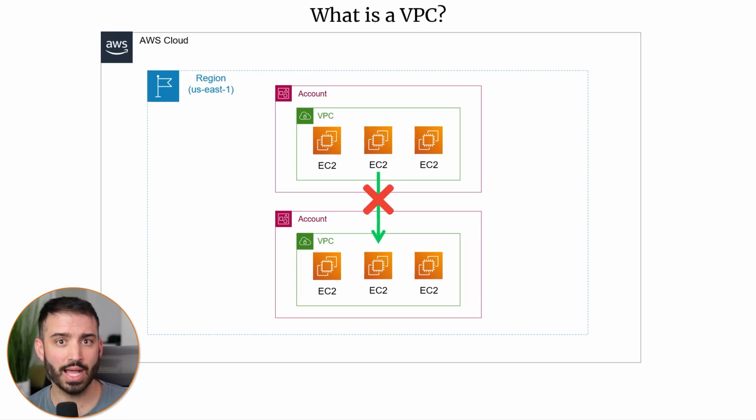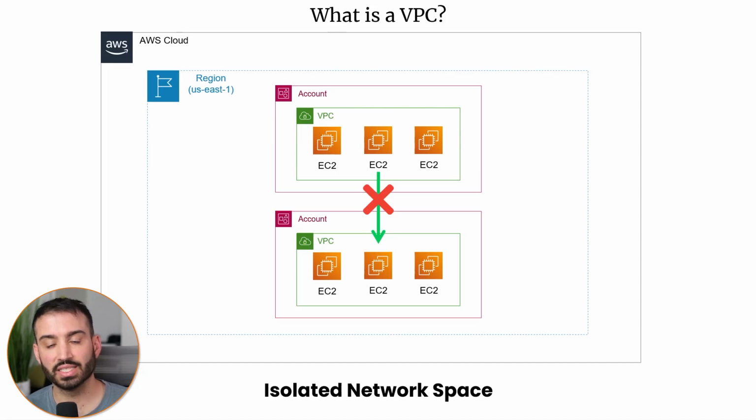So out of the box, this isn't allowed, but of course you can connect VPCs together through a bunch of mechanisms that we'll get to later. But the big idea with VPCs, the TLDR, is that they're an isolated network space that's dedicated to just a collection of resources that you specify in your AWS account, okay?